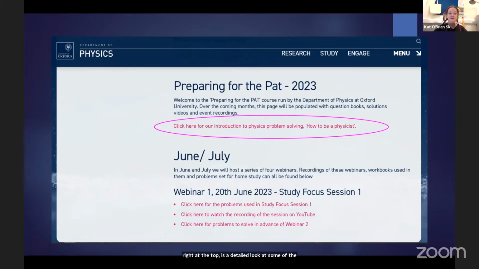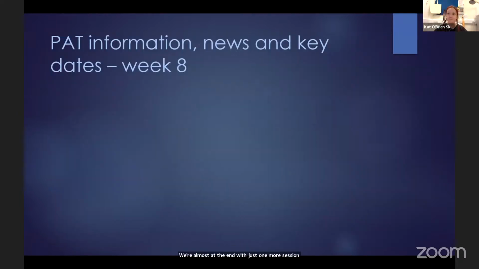And then underneath there are links clearly labelled to all of the webinars set out in order, along with their associated problems and the problems that we solved in advance of the next session. This page is updated after every session. We're almost at the end, with just one more session waiting to be uploaded. You should be able to find all of the information that you need.